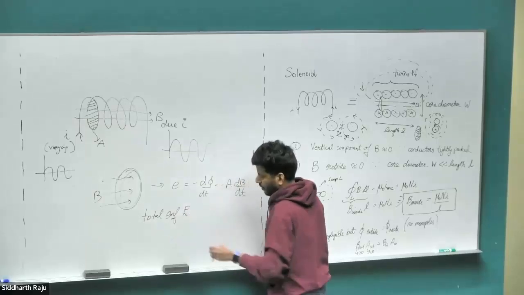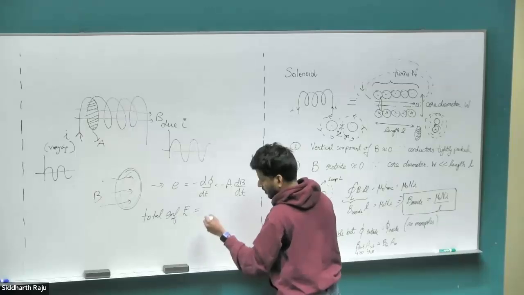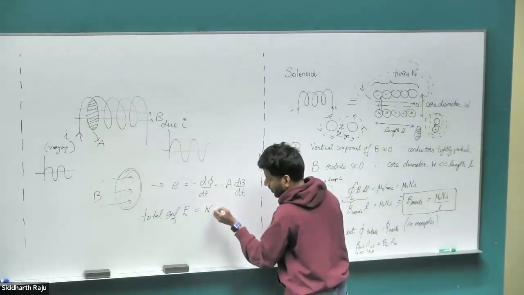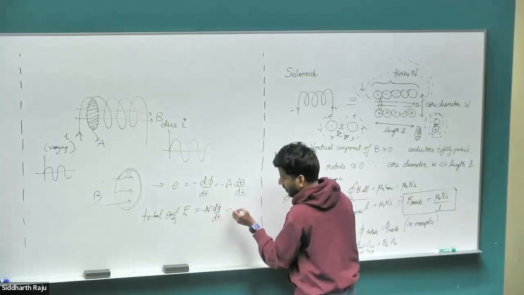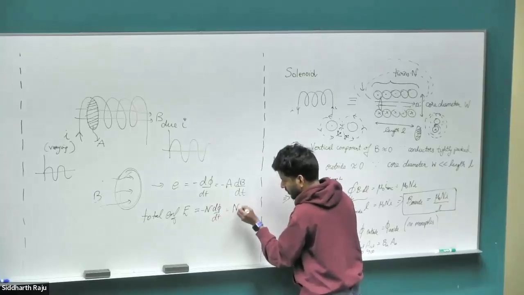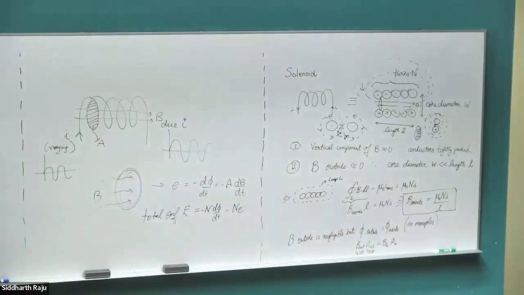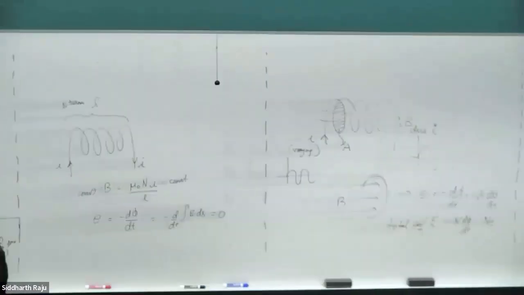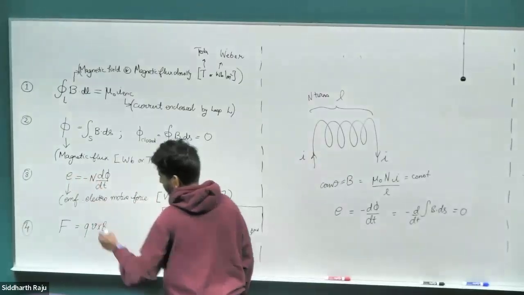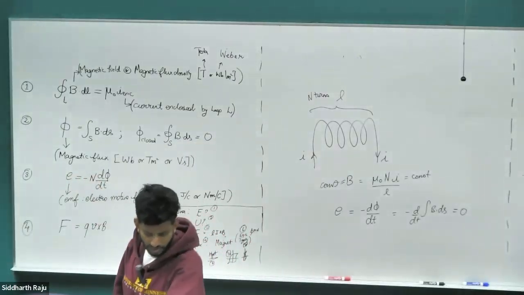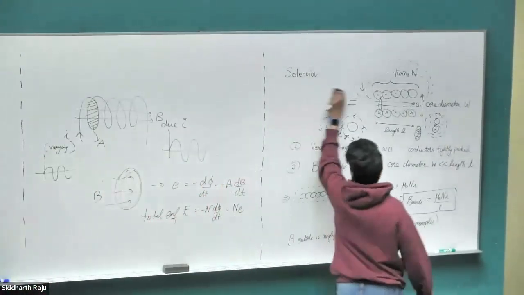let me use capital E for it. Don't confuse it with the electric field. So that is going to be equal to negative n times d phi by dt, or basically n times small e. So let's go back and modify that equation just a little bit, because that was an equation for a single loop. For when we have n number of loops, that equation becomes negative n d phi by dt. So that's the way you would have seen the expression in your high school textbooks.